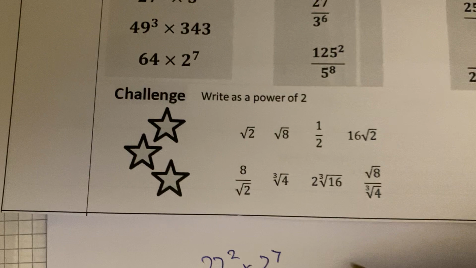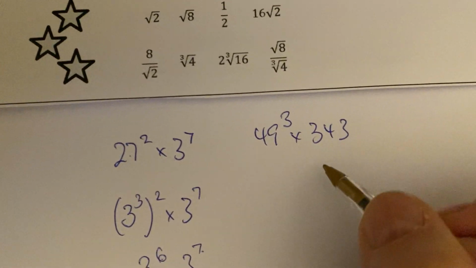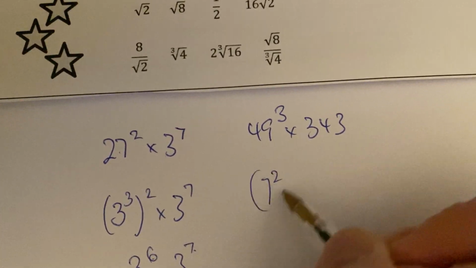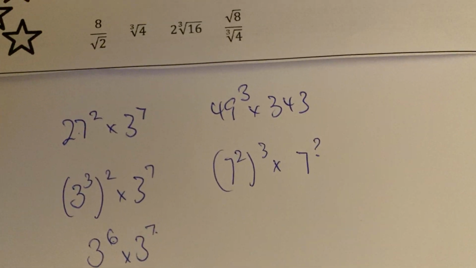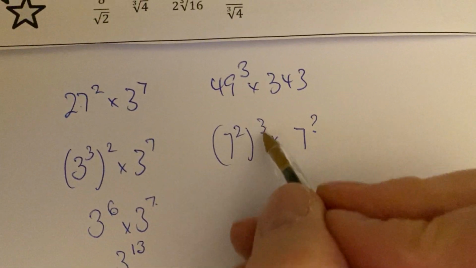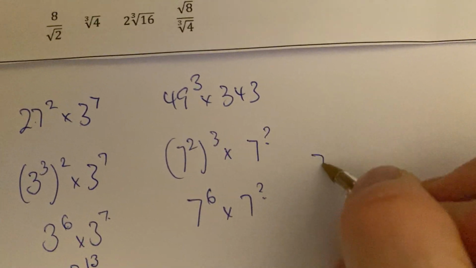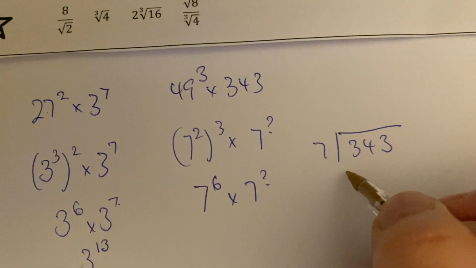Here, 49 cubed times 343. Right, okay, I know that's 7. So I'm going to hazard a guess this is 7 to the something. Okay, so 2 sets of 3, that's 6 times 7 to the something. So let's see how many 7s go into this. It's a long way to do it, but what else can I do?